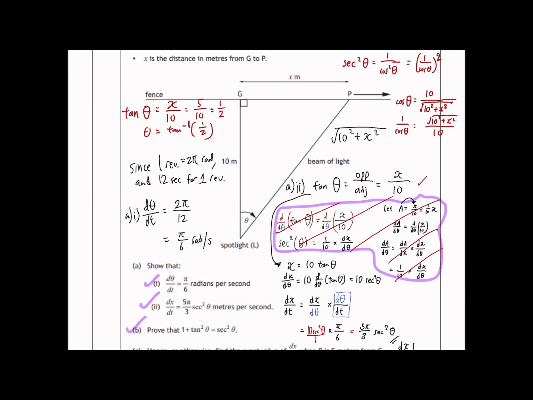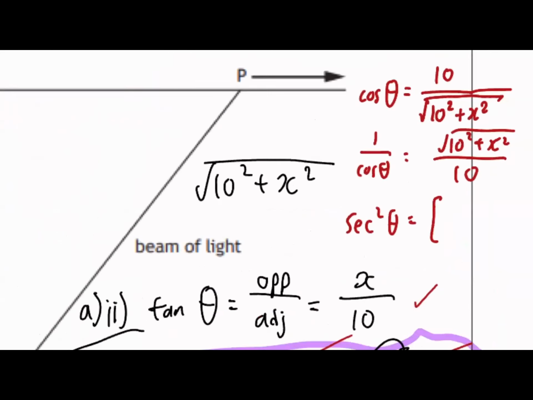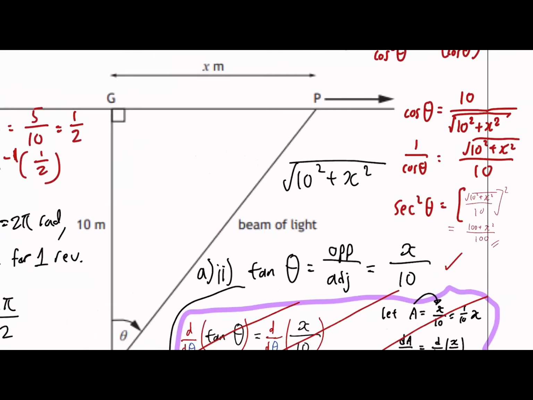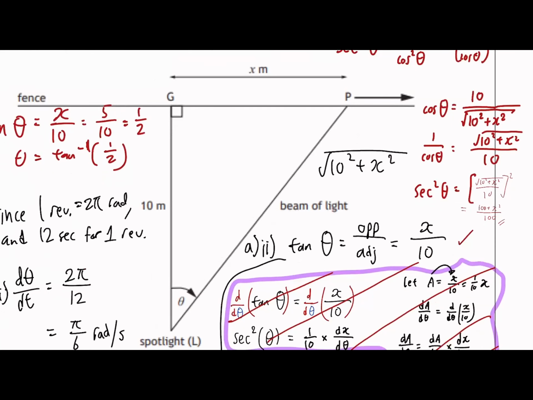So let's just work it out. Secant square will be just this square. 10 square I'll evaluate as 100. So secant square theta is 100 plus x square over 100. Let's just record it down first.